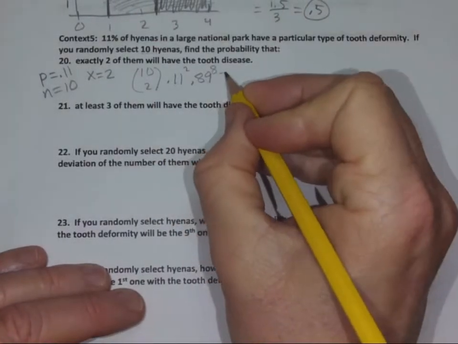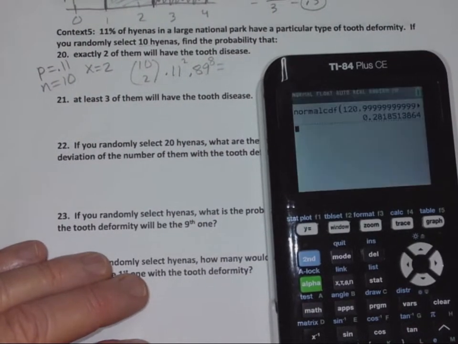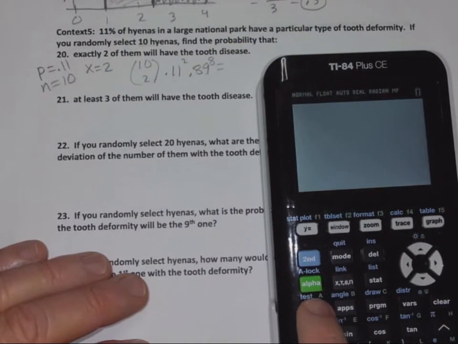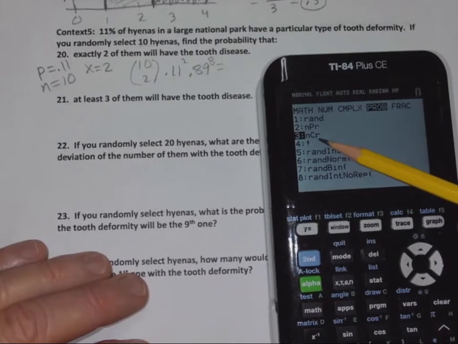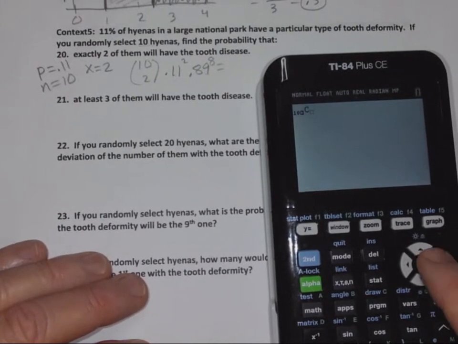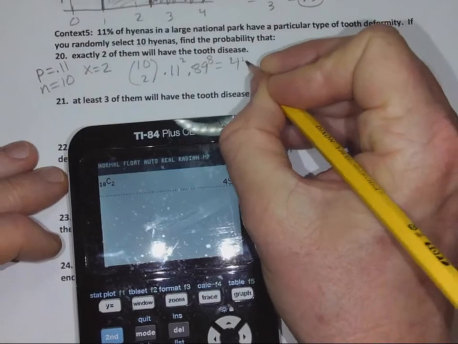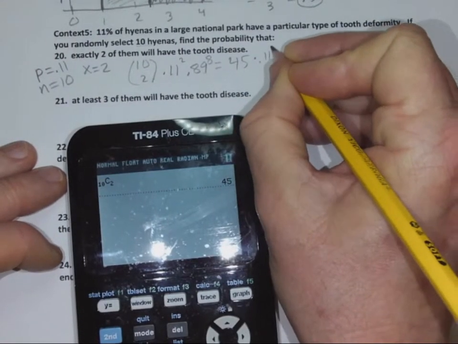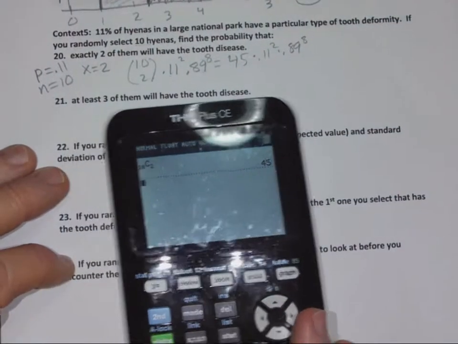So let me show you how to find this with your calculator. To find this function, 10 choose 2, we'll go to the math button, go to probability, and it's the combination, nCr. So we hit enter, and we go 10, and then choose 2, and in fact it is equal to 45. So this is going to be 45 times 0.11 squared times 0.89 to the 8th. And so I'll just find what that is.